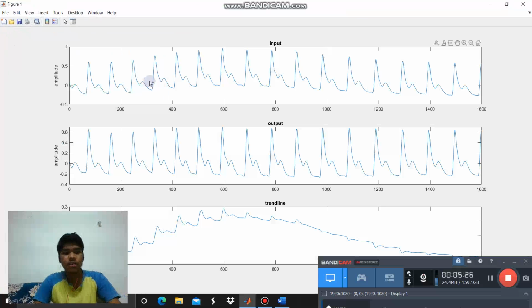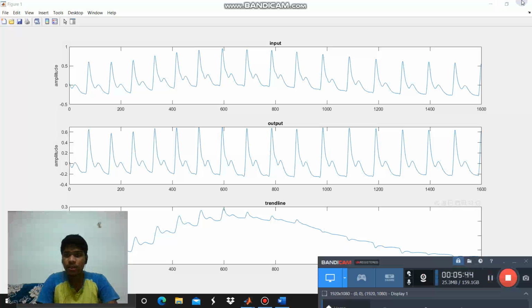This is the input. You can see that the baseline is increasing and decreasing. After removing the trend line, we got the output as stable. So this is the removal of the trend line.